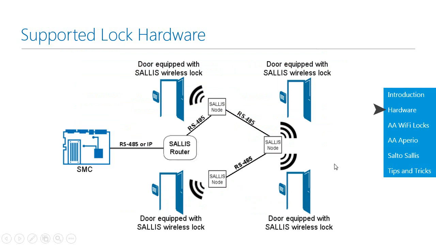The last set of hardware is the Salto Solus wireless lock system. Now this is a little different from the Aperio system, as our first point of contact for the SMC is the Solus router. Now this can either connect on a channel on the SMC using an RS-485 cable, or we can use a PoE router to go over the IP network.